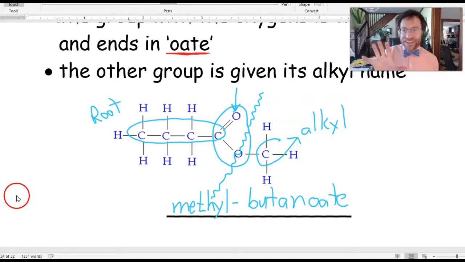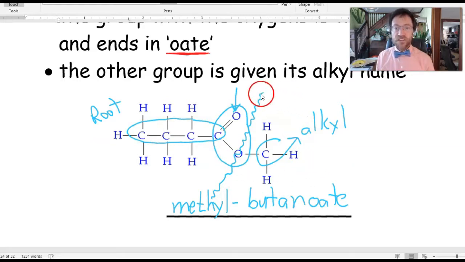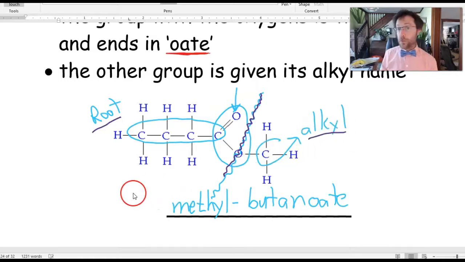Quick review, because it's so easy. What we're going to do is look at the structure, and the first thing we're going to do is cut it in half right along the oxygen. The side that has the double bonded oxygen, that's going to be our root, and the side without the oxygen is going to be our alkyl group.